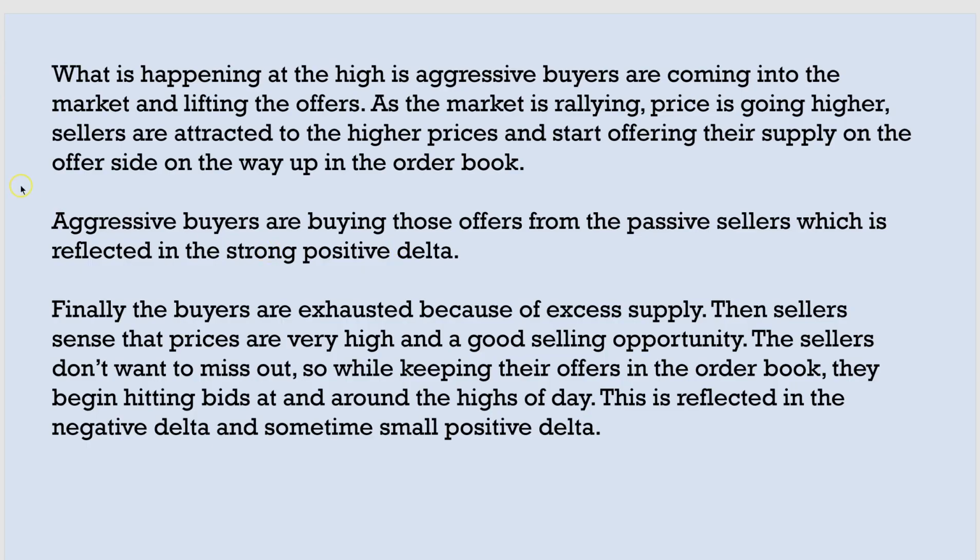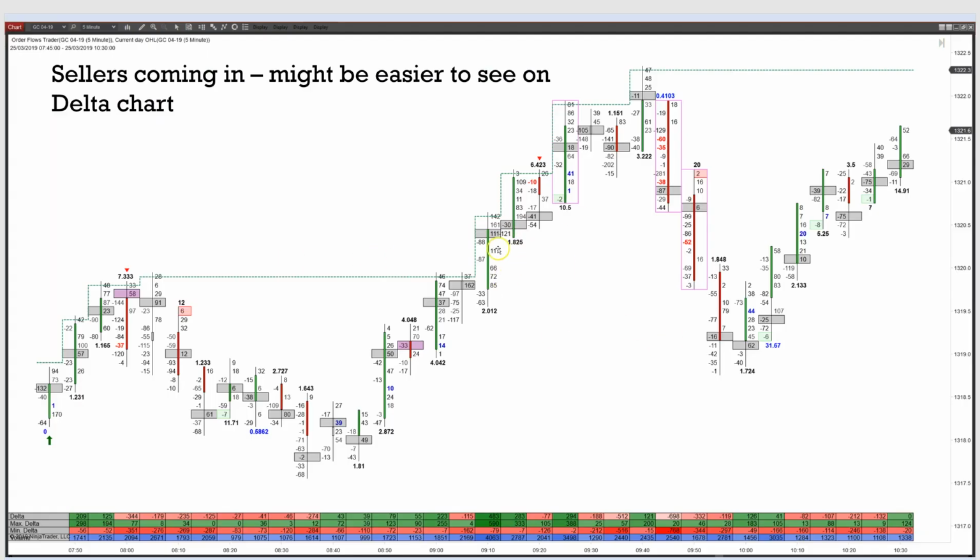And what they're doing, the aggressive buyers are buying from the offers, right? They're buying. That's how you get the positive delta. But like I said earlier, the long-term traders will be selling on the moves up. It's not necessarily the short-term traders. Short-term traders are momentum traders. They're going with the direction of the trade.